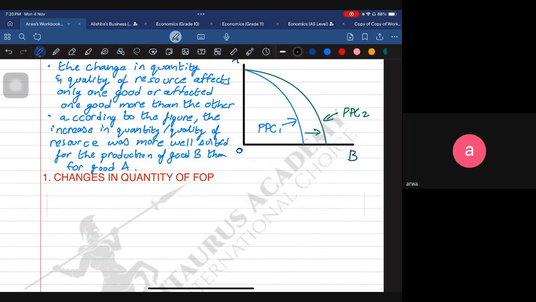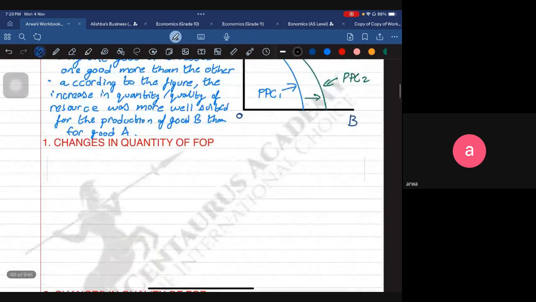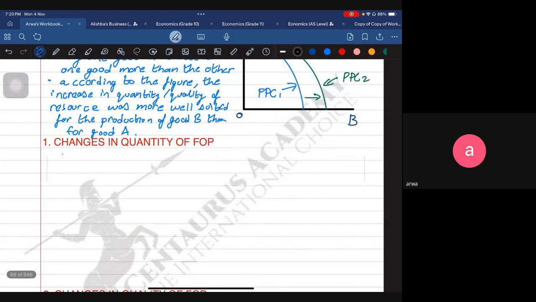We are going to make a table here to discuss this. I hope this space should be enough for making this table. Okay. So factors of production here, then the factors resulting in rightward shift in PPC and factors resulting in leftward shift in PPC.